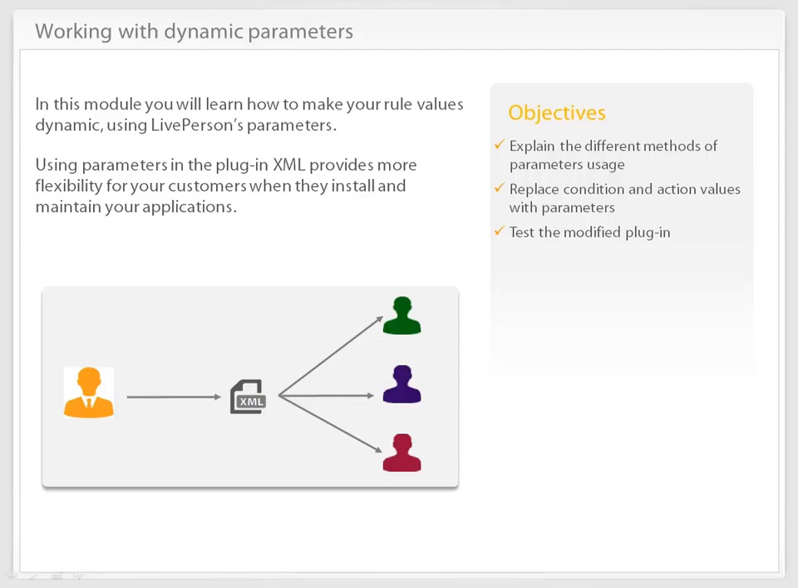In this module, you will learn how to make your rule values dynamic using LivePerson's parameters. Using parameters in the plugin XML provides more flexibility for your customers when they install and maintain your applications. After viewing this module, you will be able to explain the different methods of parameter usage, replace condition and action values with parameters, and test the modified plugin.